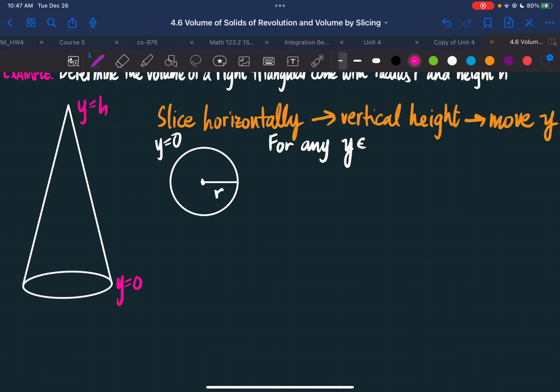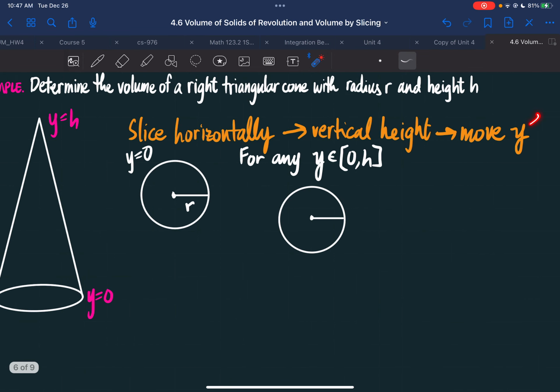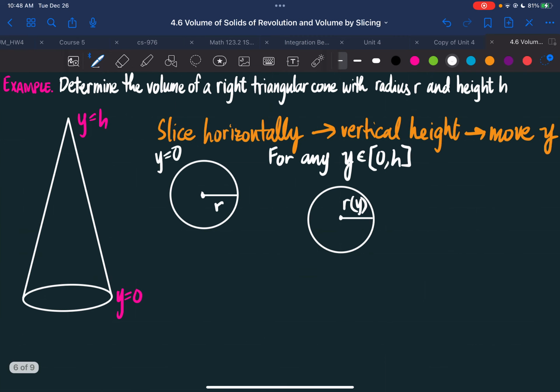So for any y in this interval, 0 to h, what we still have is a circle, but our problem is our radius is also arbitrary. We don't know what the radius is. But since our goal is moving through y, we need to set up our integral in terms of y, and so our goal is to write this radius in terms of y. How could we possibly do this using our given values right here?